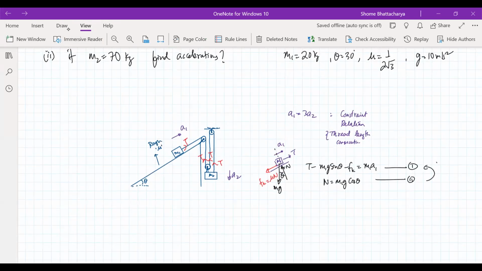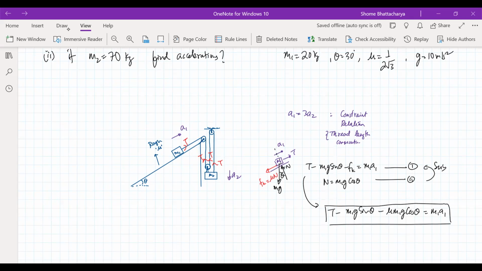substitute this over here. So we will get the relation that T minus m1g sine theta minus mu m1g cos theta equal to m1 a1. So this becomes one equation for this.